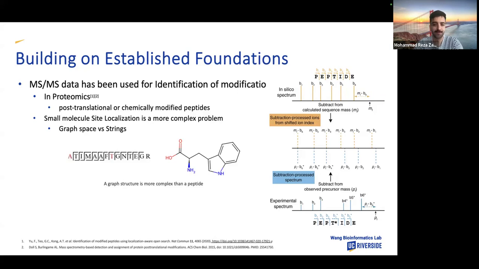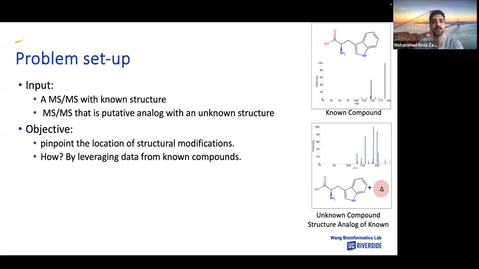Of course, I'm going to go in more depth, but the problem setup is that we have the MSMS of a known structure and also the MSMS of the unknown compound, the unknown analog, and also we have the structure of the known compound. Using these three inputs, the two MSMS data and the one structure, we are going to try and find the modification site on that known compound.